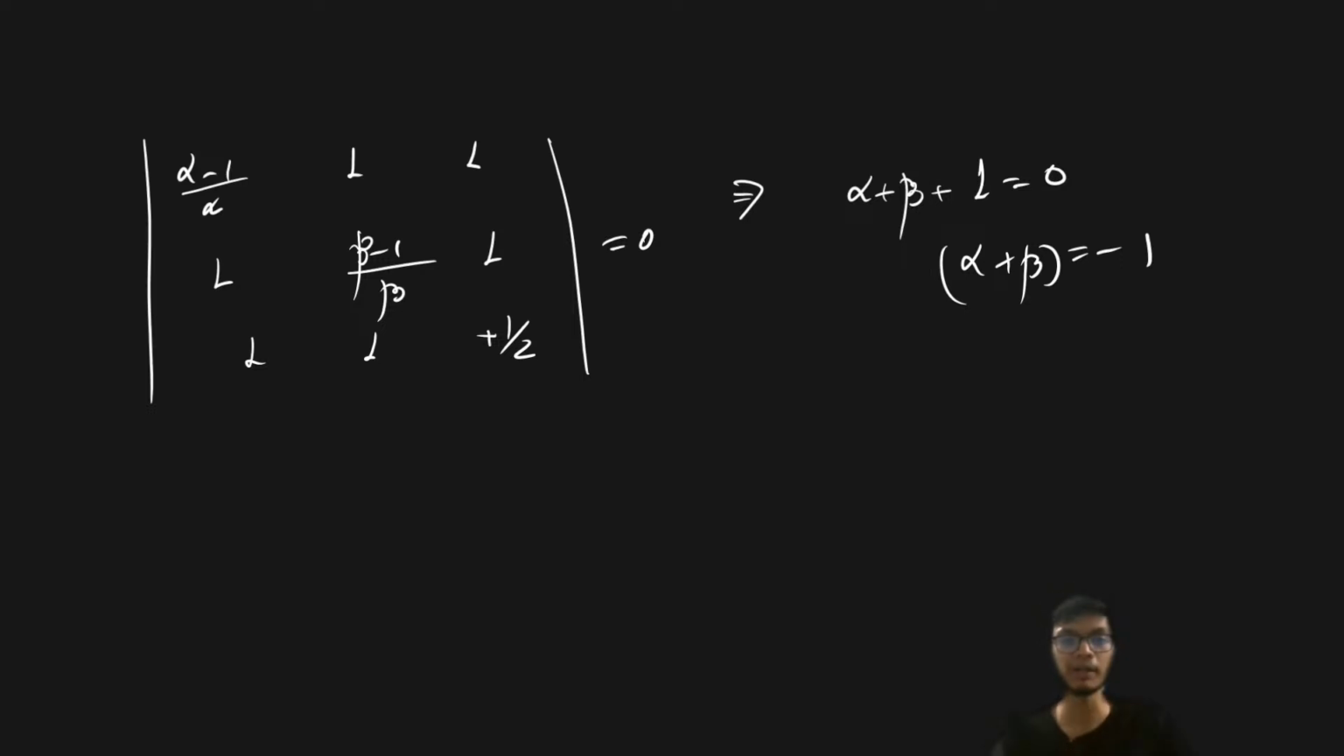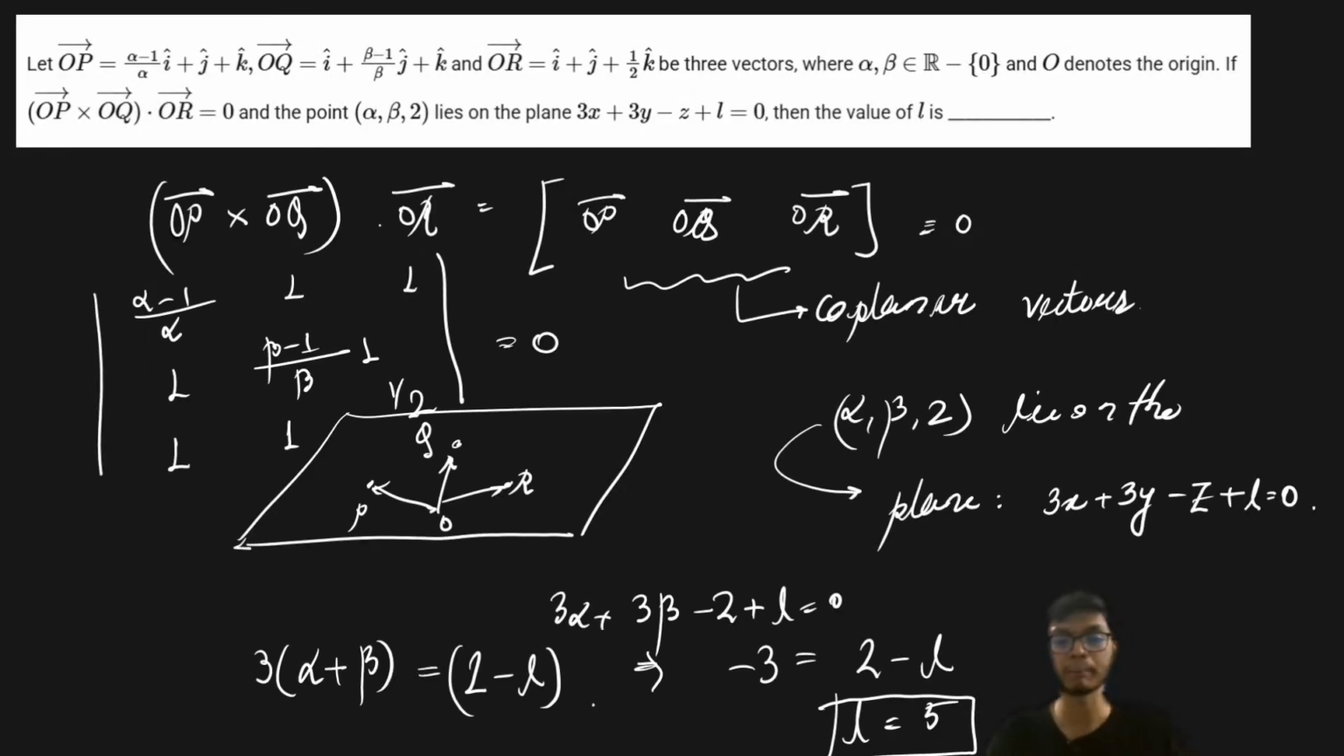So instead of finding out alpha and beta separately, we got the result very quickly, right? So from there I'm able to get the value of L, the unknown constant, right? That is what was asked in the problem. I hope this is making sense to all of you. Please let me know if you have any questions so far.